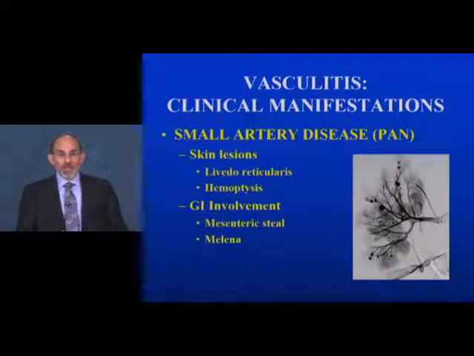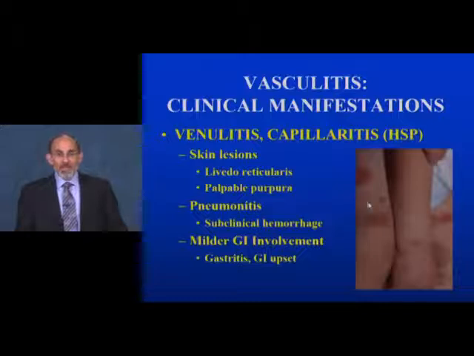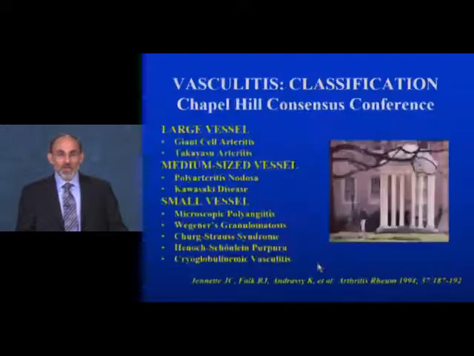Small artery disease involves muscular vessels, but smaller ones, and so these are most common in the skin, in the kidney, and in the lungs. So the classic disease is polyarteritis nodosa, and these are the saccular aneurysms that occur in PAN, and it is in the kidney. Venulitis is what HSP is, and this is involvement of the capillaries or the veins, and this primarily involves the skin. But again, large numbers of veins, small veins and capillaries are in the GI tract and in the lungs, so one may get pulmonary hemorrhage or one may get GI upset and abdominal pain in these conditions.